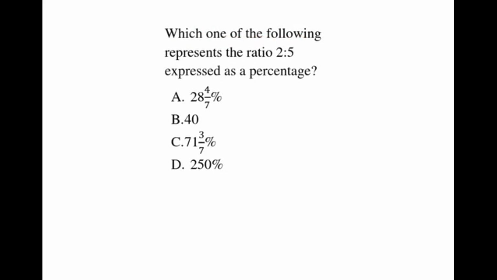Which one of the following represents the ratio 2:5 expressed as a percentage? Solution. Two is to 5. Let us write it as a fraction. It will be 2/5. Express this as a percent. We will have 2/5 times 100%. We simplify by 5, 1, by 5, 20. 2 times 20, we get 40%. Therefore, our correct choice is B.